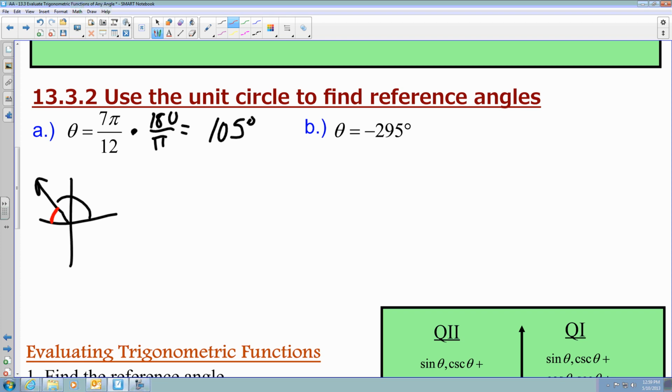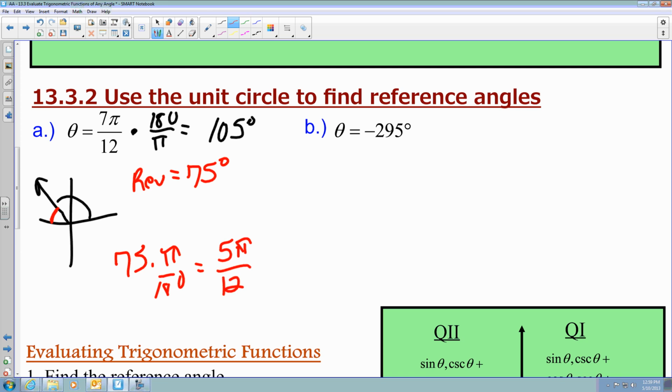My reference angle is basically if I take 180 degrees and subtract 105, so my reference angle is going to equal 75 degrees. But since my original theta is in radians, let's convert it back to radians. So I'm going to go 75 multiplied by pi over 180, and that ends up equaling 5 pi over 12.